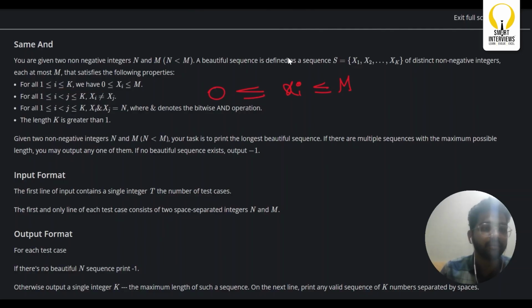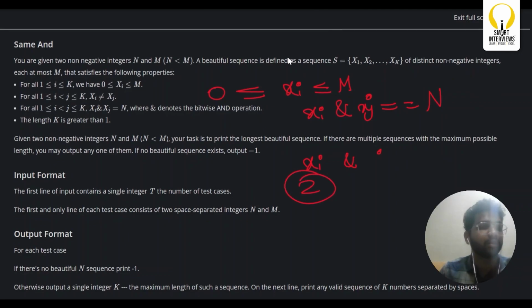Okay, and the second condition, they should be unique, which is already discussed. And the third condition is that for any xi and xj, the bitwise AND of xi and xj should be equal to n, right? And the length k is greater than 1, which means the sequence length should be at least 2, right?